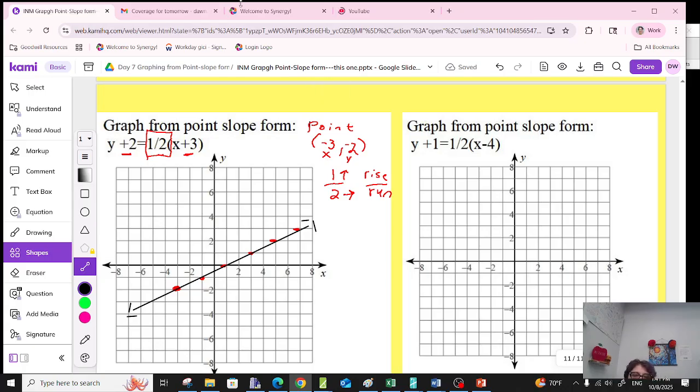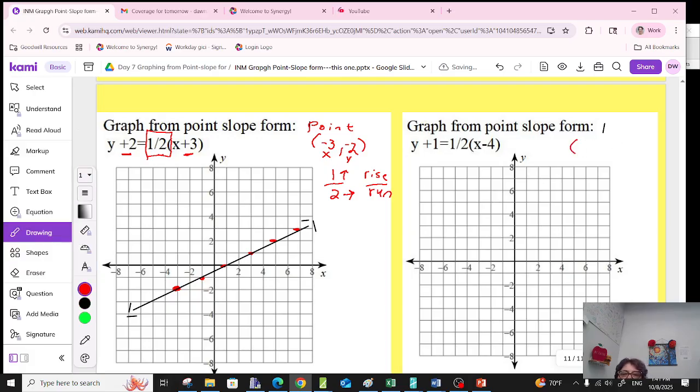So for this one, Peter, what would be the point? The point is +4. Excellent. And the slope is 1/2. Mm-hmm. So I would graph that point first. So you go over 4, up 1, right? And then up and over. Because this is at, oh, I made a mistake.